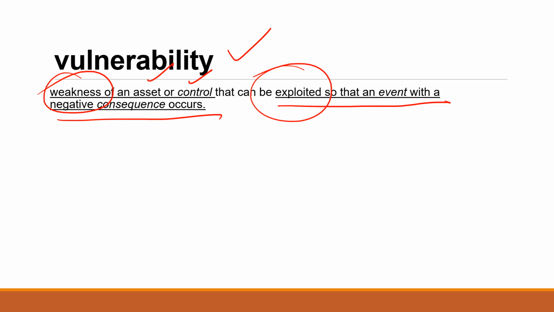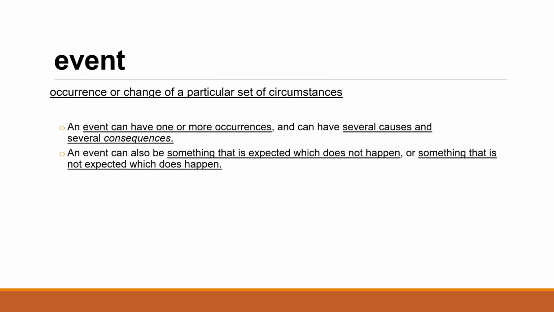So vulnerability is a weakness of an asset or control that can be exploited so that an event with a negative consequence occurs. We are talking about negative consequence. What is an event? We are using very simple terminology, and this should bring clarity. There is always something happening. Are we concerned about all the events? First of all, we have to understand what an event is.